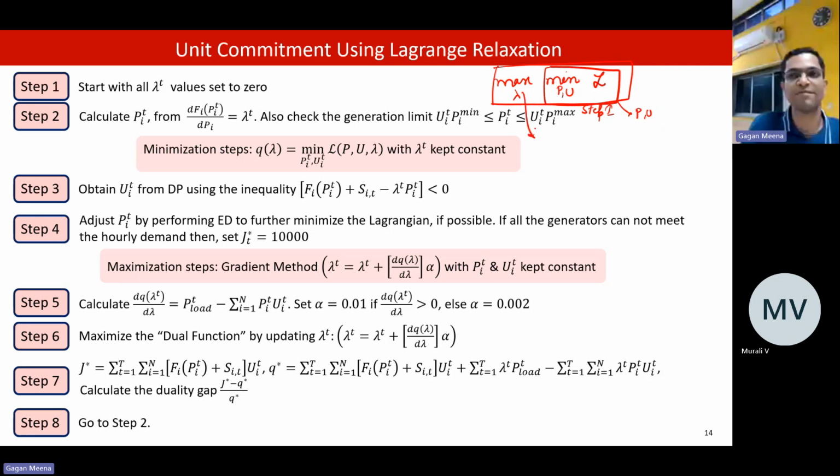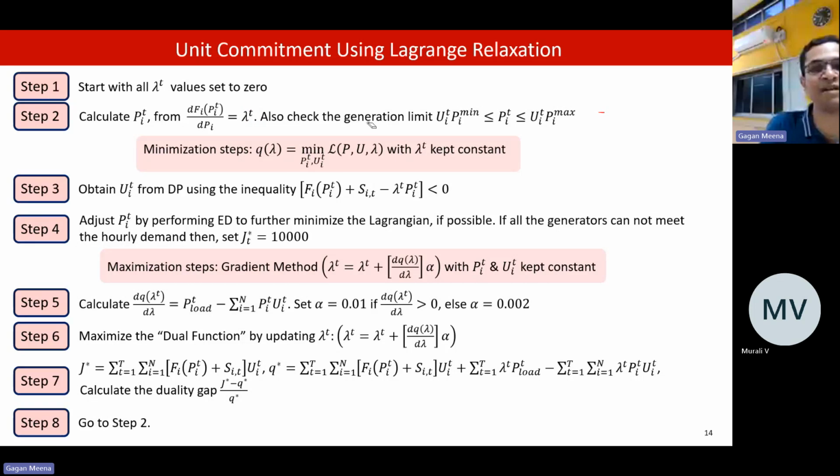So we first solve this minimization step by assuming a lambda. We can assume any lambda. If it is zero, then all these terms will be zero here, and we can easily find the p value. And then we have to check this constraint also. If p comes out to be negative, then it is not possible, and we have to turn it off.